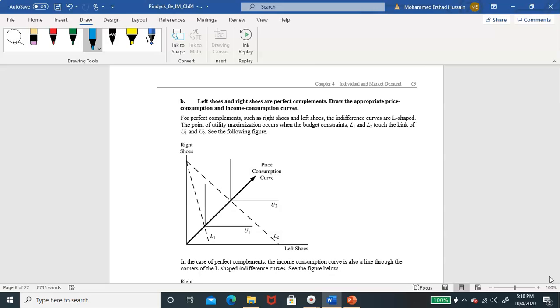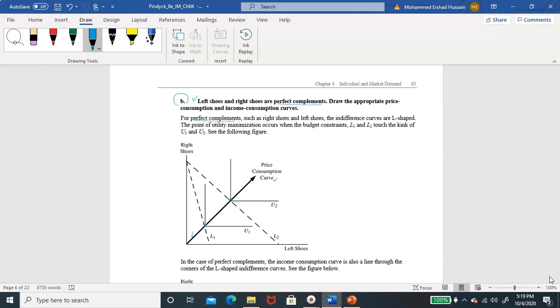Now what about this one? This is left shoe and right shoe, which are perfect complements. Draw the appropriate price consumption and income consumption curve. For perfect complements, we have what? You know that the indifference curve will be L-shaped, because look at that L1, right? Only when he's buying these goods in the proportion shown by this will his utility increase. Otherwise not. Let me explain.